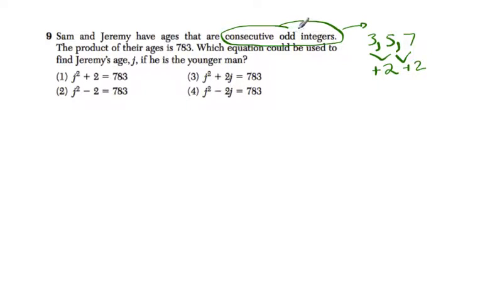Where some people make a mistake, they see the word odd, and they think they have to model that with +1 or +3 just because it's an odd number. But like I said, if you just sketch out the numbers here, odd numbers are separated by 2, just like even numbers are.